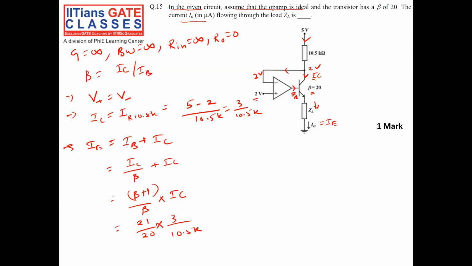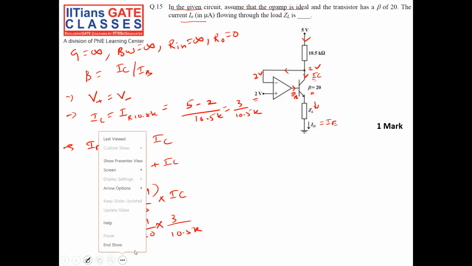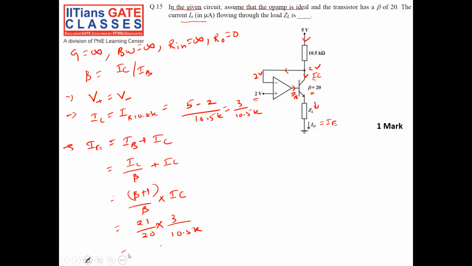So it is 21 by 20, into 3 divided by 10.5K, where K is 10 power of 3. What I am getting is 3 into 10 power minus 4 ampere. It is asking in microampere, so if I multiply by 100 and divide by 100, I will get 300 microampere. So 300 microampere is the answer.